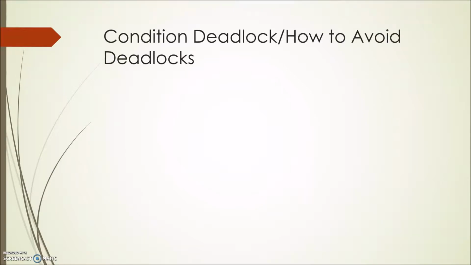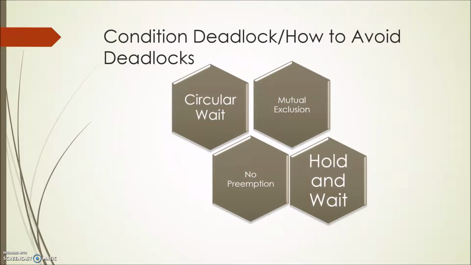Now, what are the conditions for deadlock and how to avoid deadlock? The first one is circular wait. Circular wait is when a closed chain of processes exists such that each process holds at least one resource needed by the next process in the chain. The next one is mutual exclusion, which means only one process may use a resource at one time. The third one is no preemption, which means no resource can be forcibly removed from a process holding it. And the last one is hold and wait: a process may hold allocated resources while awaiting assignment of others.